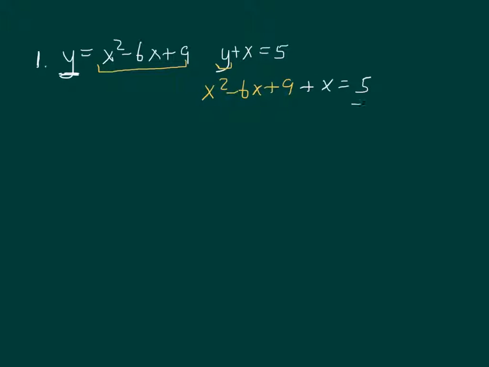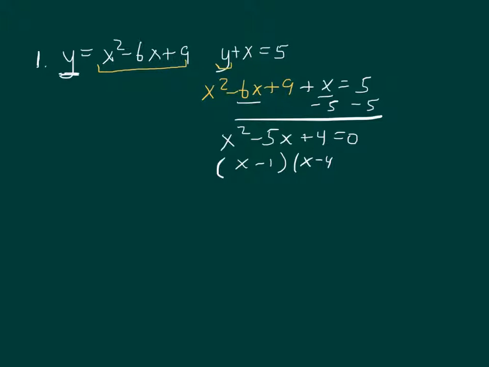We're going to bring everything over to the left side and set it equal to 0. So we have x squared, we have a minus 6x and a plus x, which is minus 5x. We have a 9 minus 5, which is positive 4, and that's equal to 0. So we will factor: x minus 1 and x minus 4. We will do a t-chart and get x equals 1 and x equals 4.